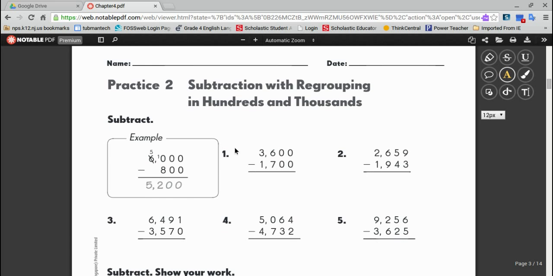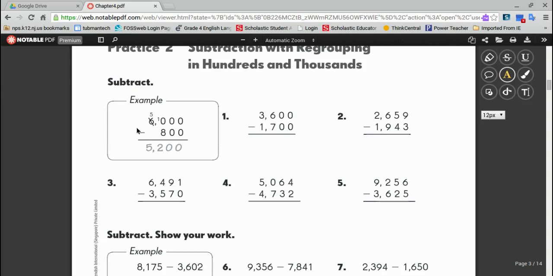This is page 61, practice 2, subtraction with regrouping in hundreds and thousands. Let's look at our example. Alright, so subtract. Over here we have 6,000 minus 800. When we do a problem like this, we want to start from our ones place and then move on to our tens, our hundreds, our thousands.